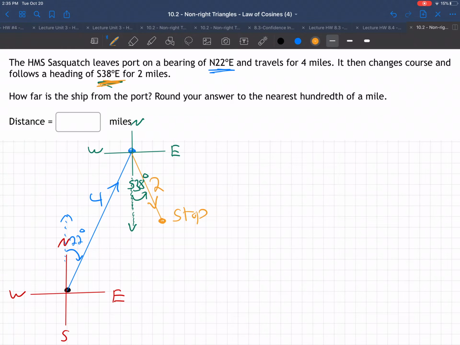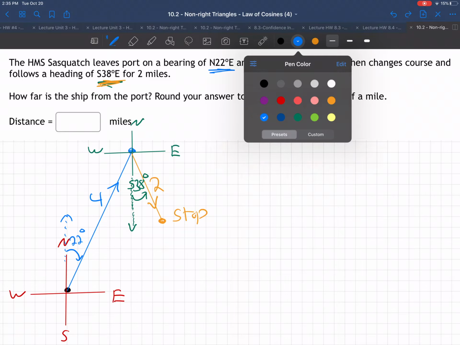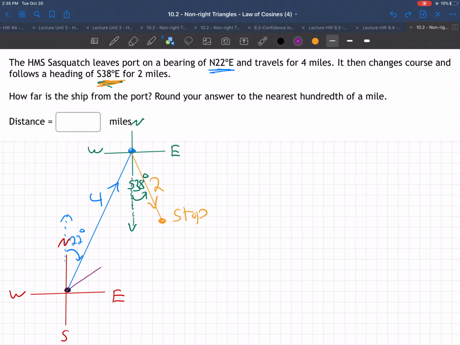Stops there. So the question becomes, how far did it travel? How far is the ship from port? So what they mean is, how far from here to there? Right? Because this is port here. I'm going to find that X there. This is port. This is where they started. And then went northeast and then southeast. And then where did it end up? How far is it from port? What is that distance X?